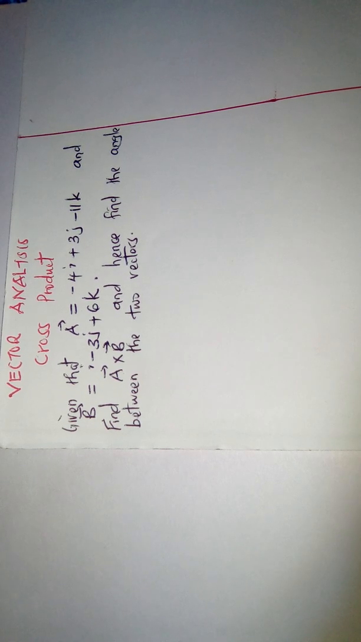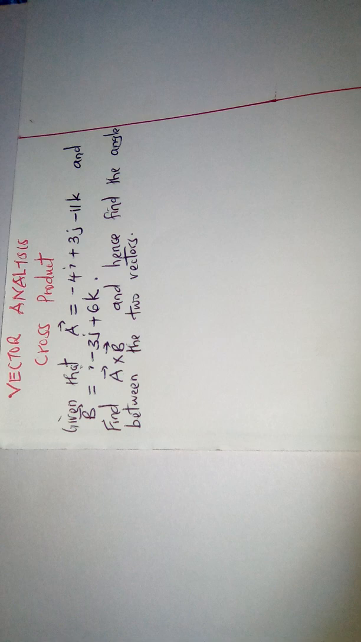Now with me I have a question here that, given that vector A is equal to negative 4i plus 3j minus 11k and vector B is equal to i minus 3j plus 6k, the question is: find vector A cross product vector B, and hence find the angle between the two vectors.